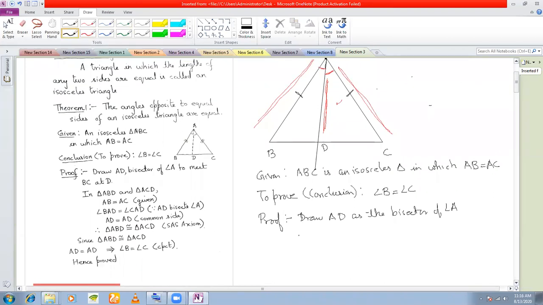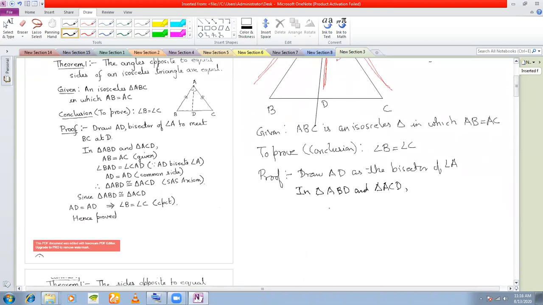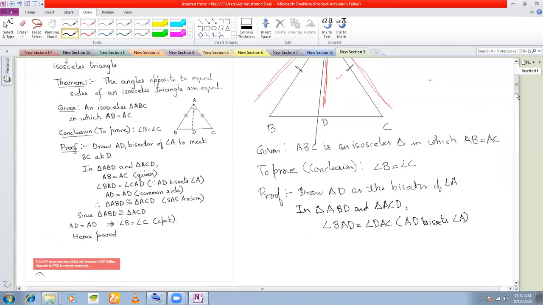So I will write my statement here. In triangle ABD and triangle ACD, I have angle BAD is equal to angle DAC. Why? Because AD is the bisector of angle A, or AD bisects angle A. Okay, that is what we have done. That is the kind of construction we have done.